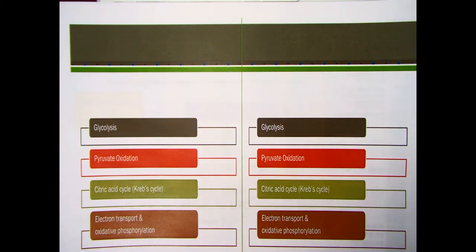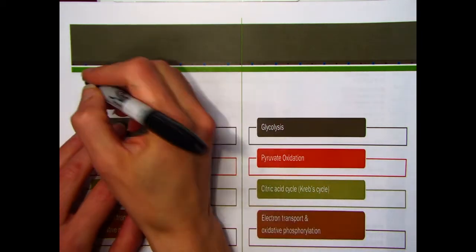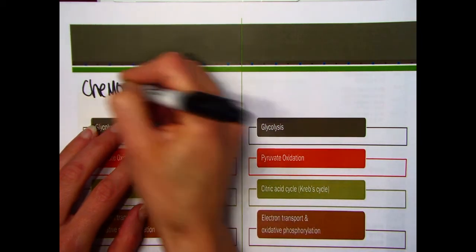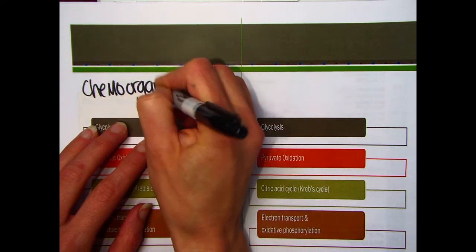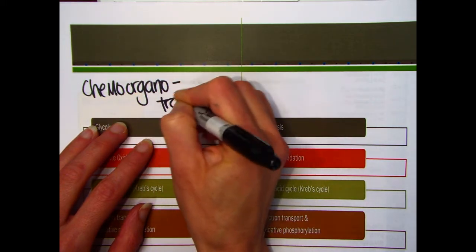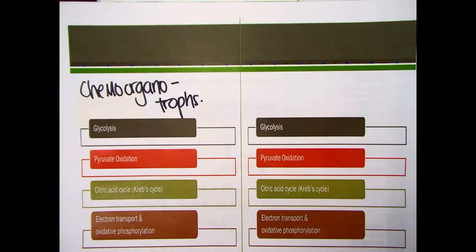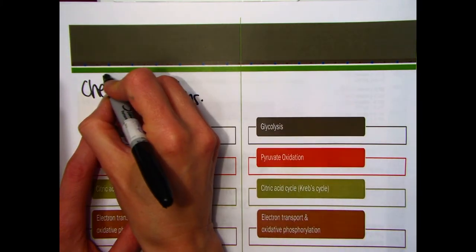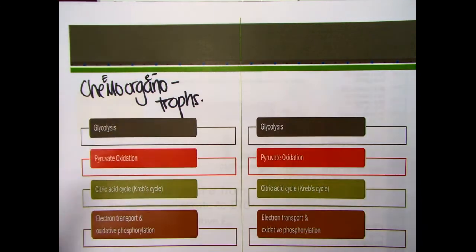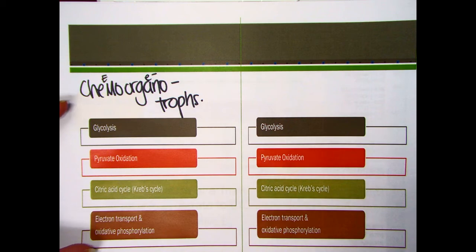All right, in this video we are going to cover chemolithotrophy. Just as a refresher, what we have been doing so far is learning about chemoorganotrophs. Chemoorganotrophs are organisms that get their energy and their electrons from organic chemicals. This is things like us and E. coli.